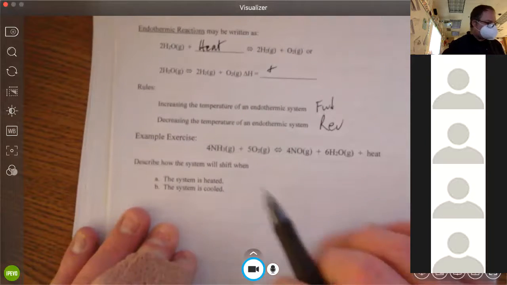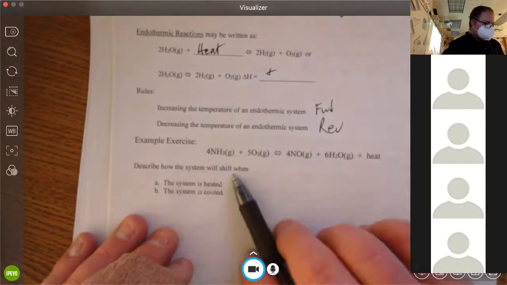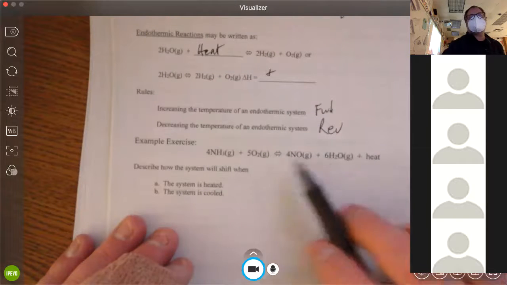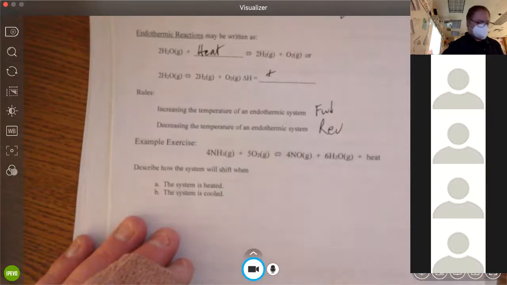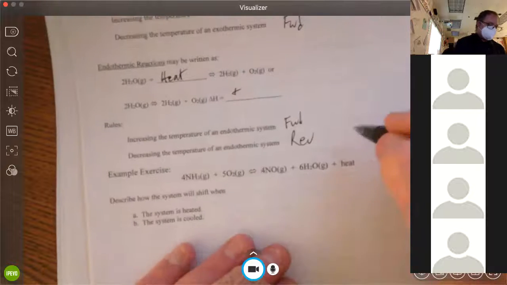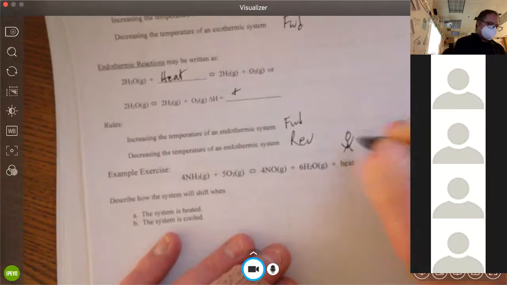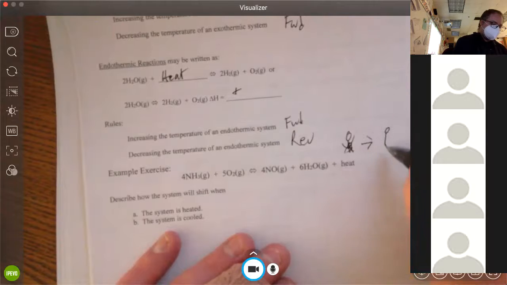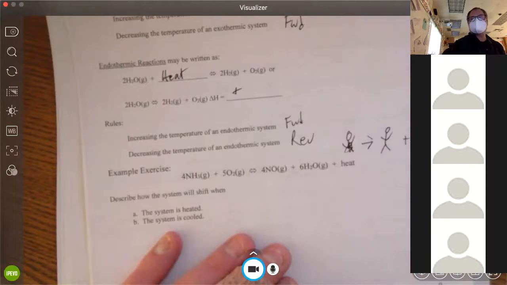Questions there? Describe how the system will shift when the system is heated. Is this endothermic or exothermic? Exothermic. How are you guys on that? Like, remember, here's Mr. Jackson with money. Here's Mr. Jackson and money. Know the difference?